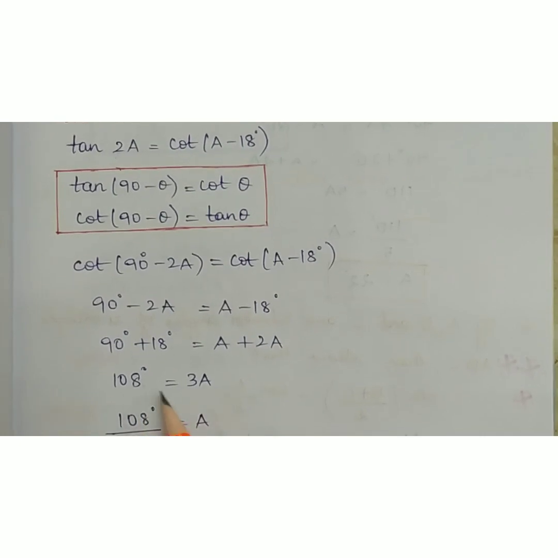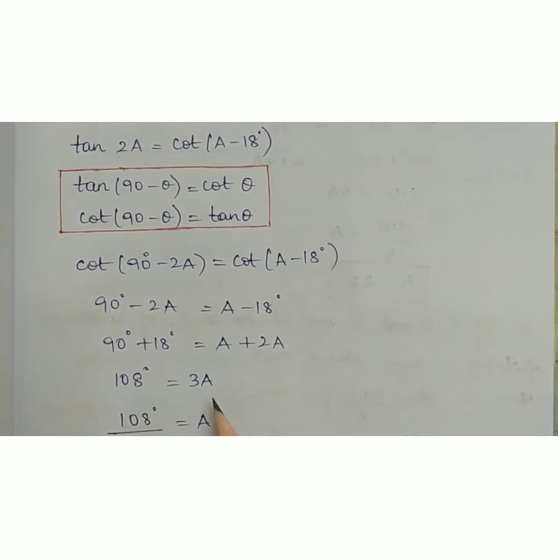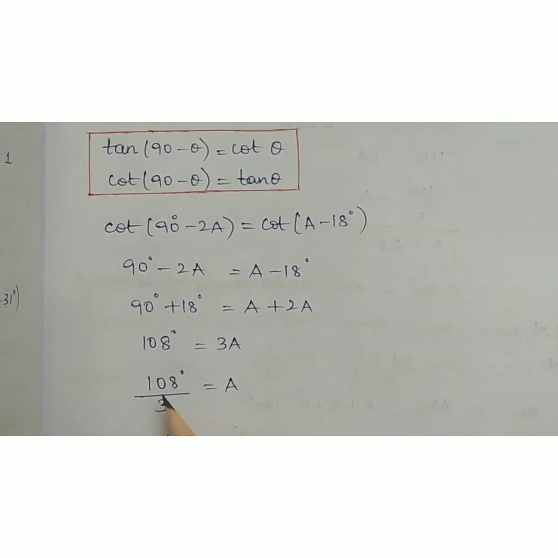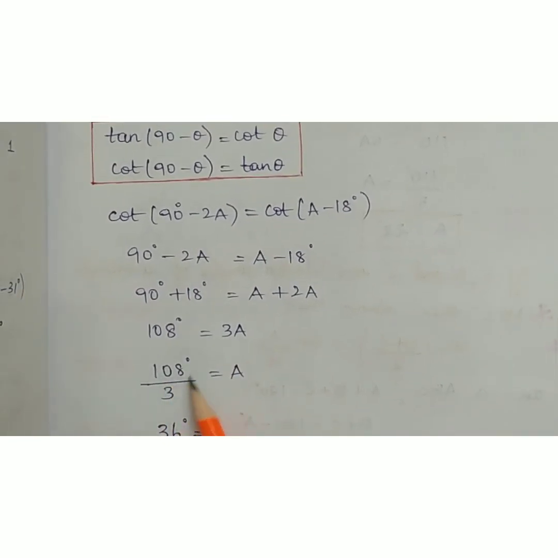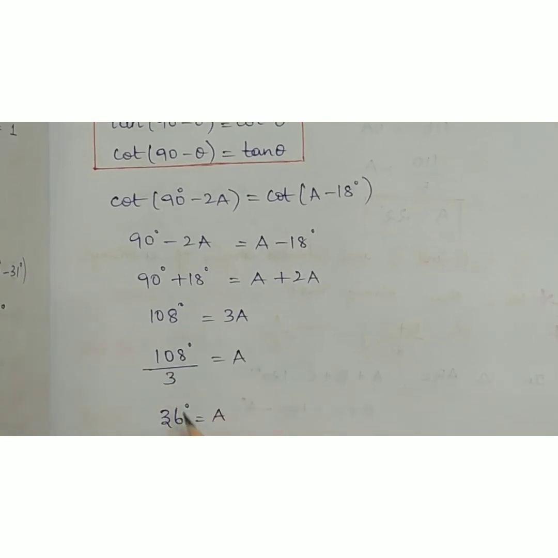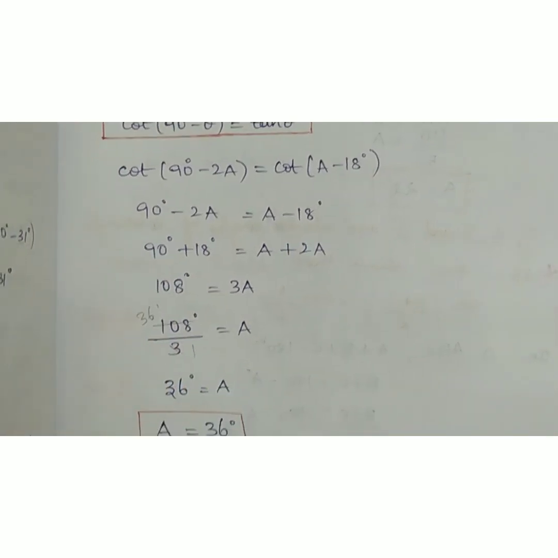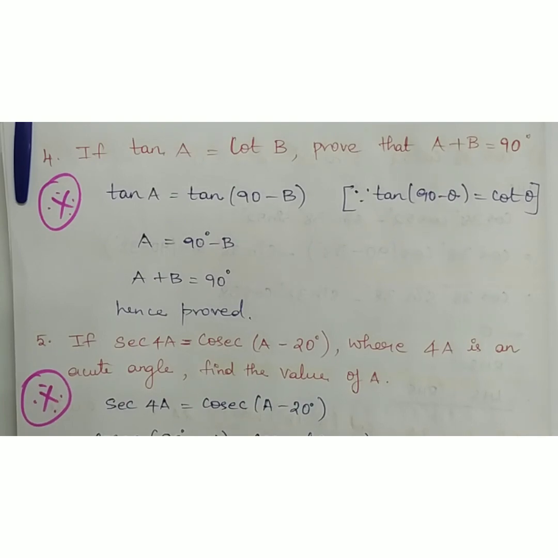So 108 degree is equal to 3a. You need to find the value of a. So you are bringing this 3 to the other side. So it becomes 108 degree by 3 is equal to a. 3 ones are 3, 3 sixes are 18, 3 times 36 is 108. So it gets cancelled. So your a is equal to 36 degree.